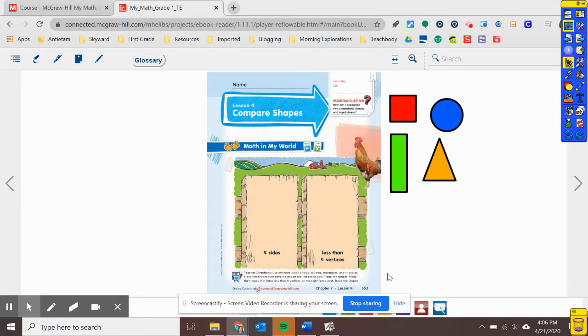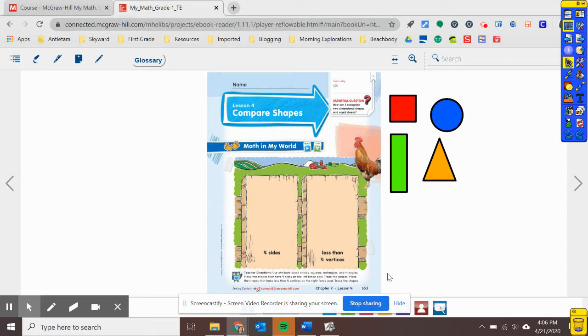Hello, first grade. Today we are going to be working with Chapter 9, Lesson 4. So I need you to make sure that you have your pencil ready to go and that you have your math book sitting in front of you. It needs to be open to page 653. That's 653. If you need time to get there, then go ahead and pause the video and unpause when you are ready.